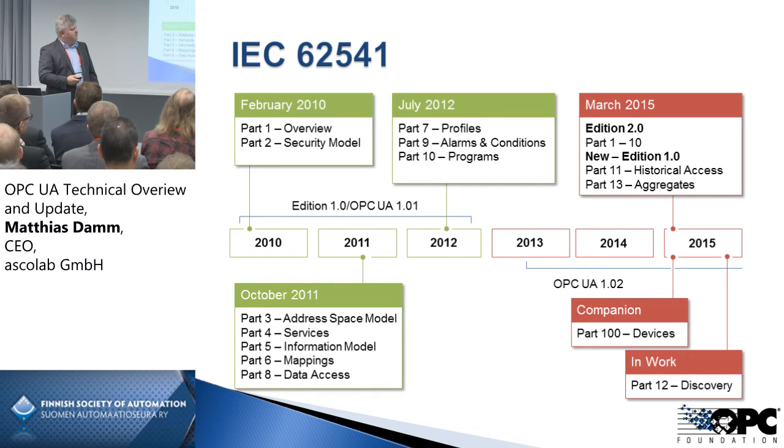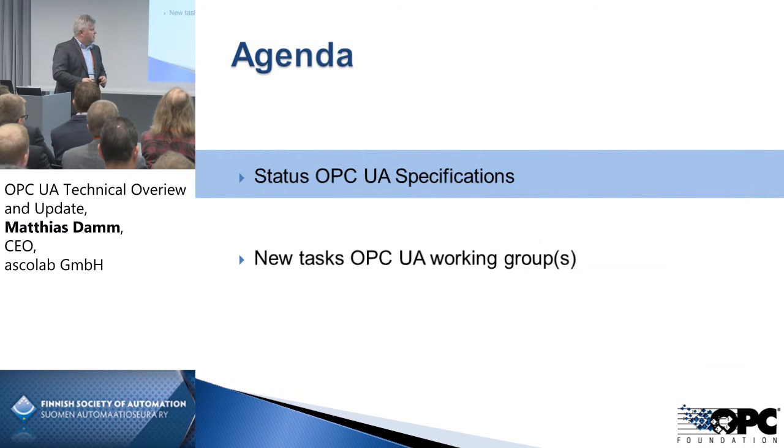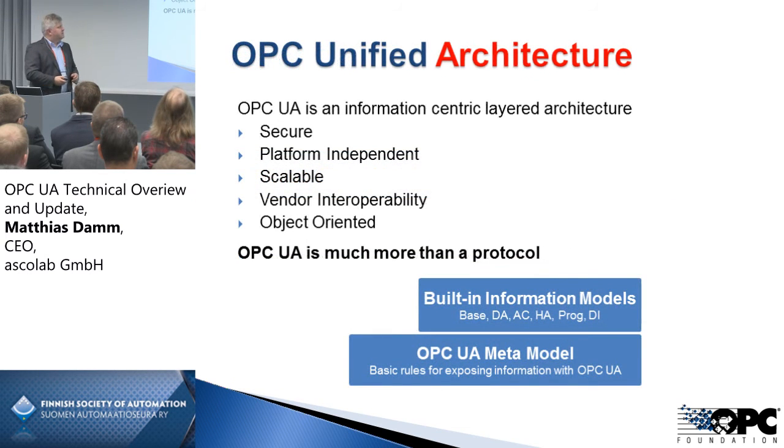And we have the first companion specification that was added. That's Part 100 devices, which is device configuration. I will talk about that later in my companion specification talk. And we are also working on Part 12 discovery, which was added in 1.03 as a new part for the IEC version.